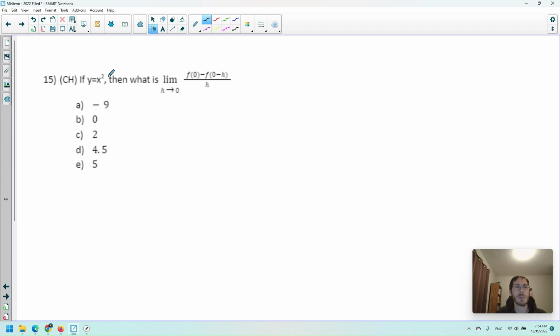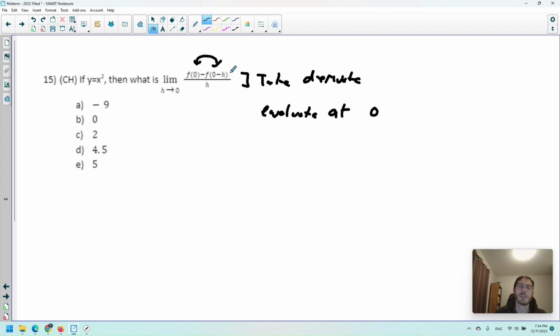For 15, y equals x squared. We have to find the limit as h approaches 0 of f of 0 minus f of 0 minus h over h. So again, this is telling us to take the derivative and then evaluate at 0. A little bit strange here. They kind of flip-flop these. So technically, we're going to take the negative of the answer, since we have the positive version. So we do need to apply a negative at the end.